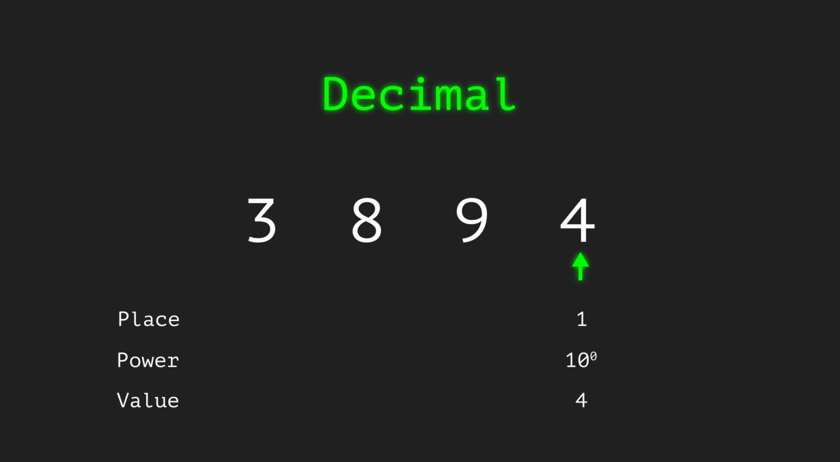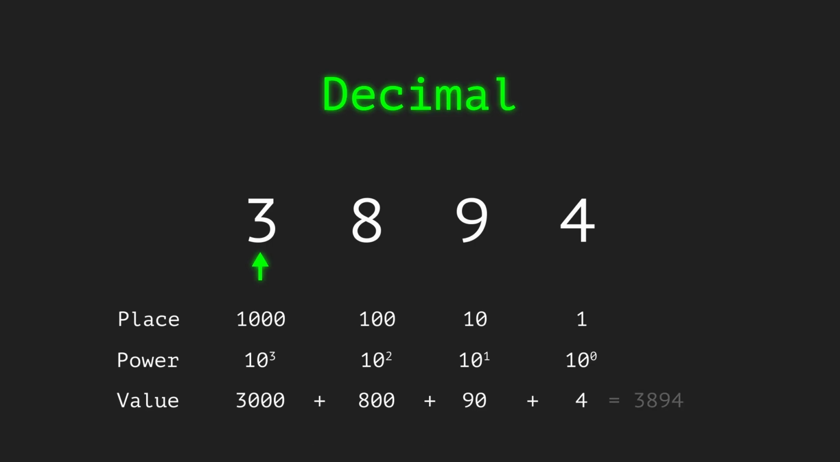So, going one at a time, 4 is in the ones place and represents 4. 9 is in the tens place and represents 90. 8 is in the hundreds place and represents 800, and 3 is in the thousands place and represents 3000. So if we add all those numbers back up, we get our original number, which is 3894.